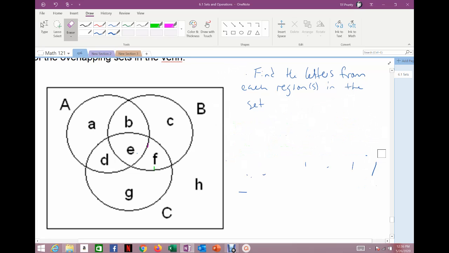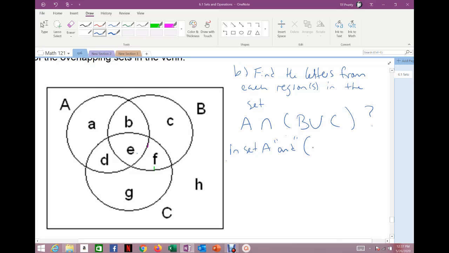Alright, so bear with me while I erase this. Alright, part B. We want to find the letter of the regions in each set formed by: set A, and, right, that's the and symbol, and then the group, set B or C. Alright, first, set B or C, right? Always do the group first.